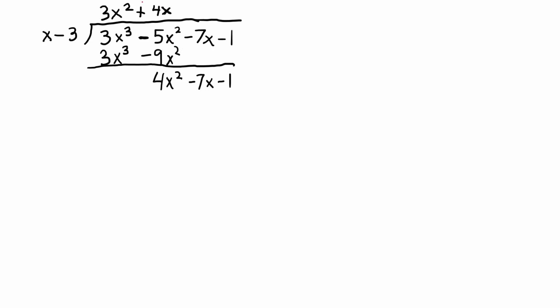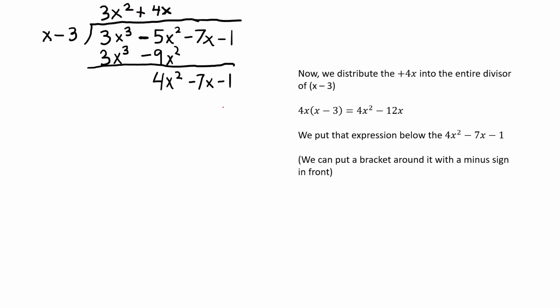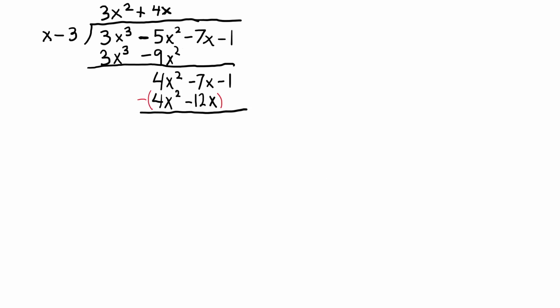Now, what next happens is we take this positive 4x and we distribute it to both, just like we did a while ago, to both the x and the negative 3. Well, 4x times x is 4x squared. And positive 4x times negative 3 is negative 12x. And that's what we get. So we get 4x squared minus 12x.